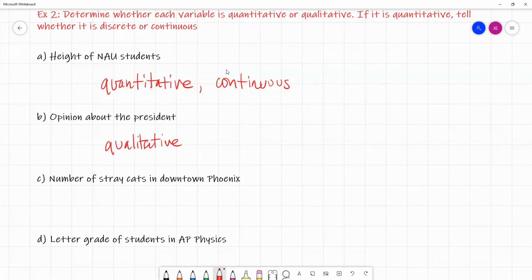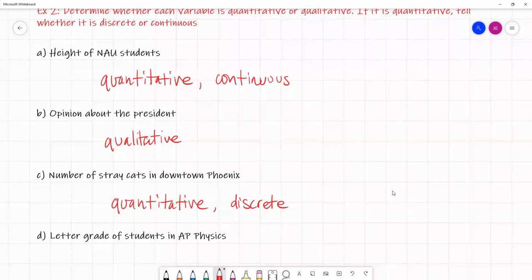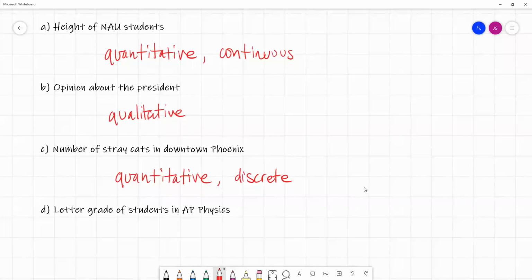Okay, C, number of stray cats in downtown Phoenix. This is quantitative because you would respond with a number. And then this is discrete because it cannot be whatever number it wants to be within a range. It can't be 2.67 because that doesn't make sense. And then lastly, letter grade of students in AP Physics. Here you would respond with a letter. You wouldn't respond with a number. So this would be qualitative as well. I don't know why I changed color for the last question.